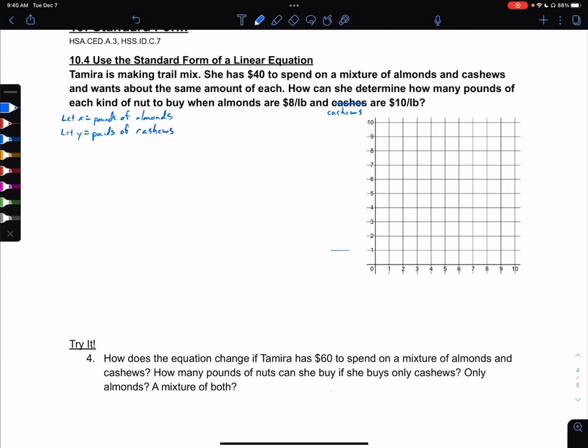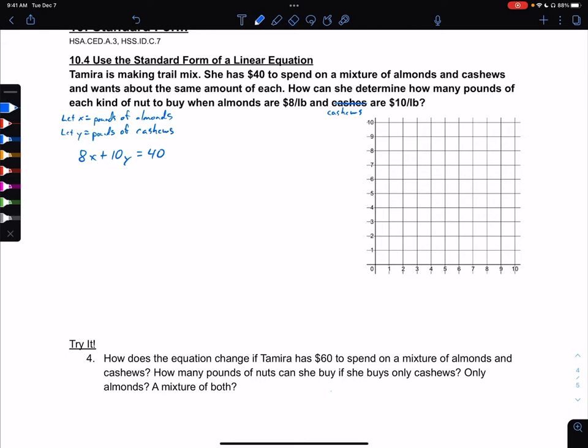So the almonds are $8 a pound, so we would have 8 times X. We would then add the cost of the cashews, which is 10Y, right? X and Y being the pounds of each one that we bought. And then the total cost, we're going to spend up to $40. And that's our standard form, that's our equation. So we're actually going to solve this one. In example 1, a couple videos ago, we just set the equation up and talked about what standard form was. In example 2, we actually solved for X and Y intercepts, and now we're going to put those together.